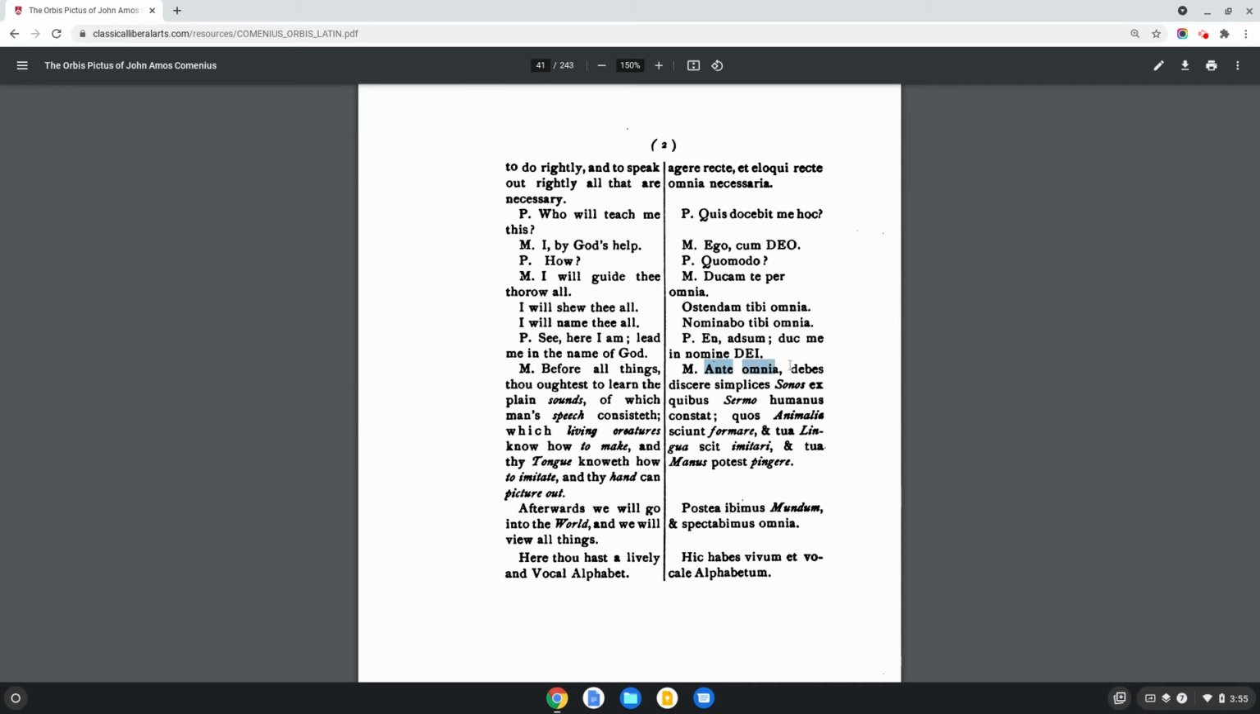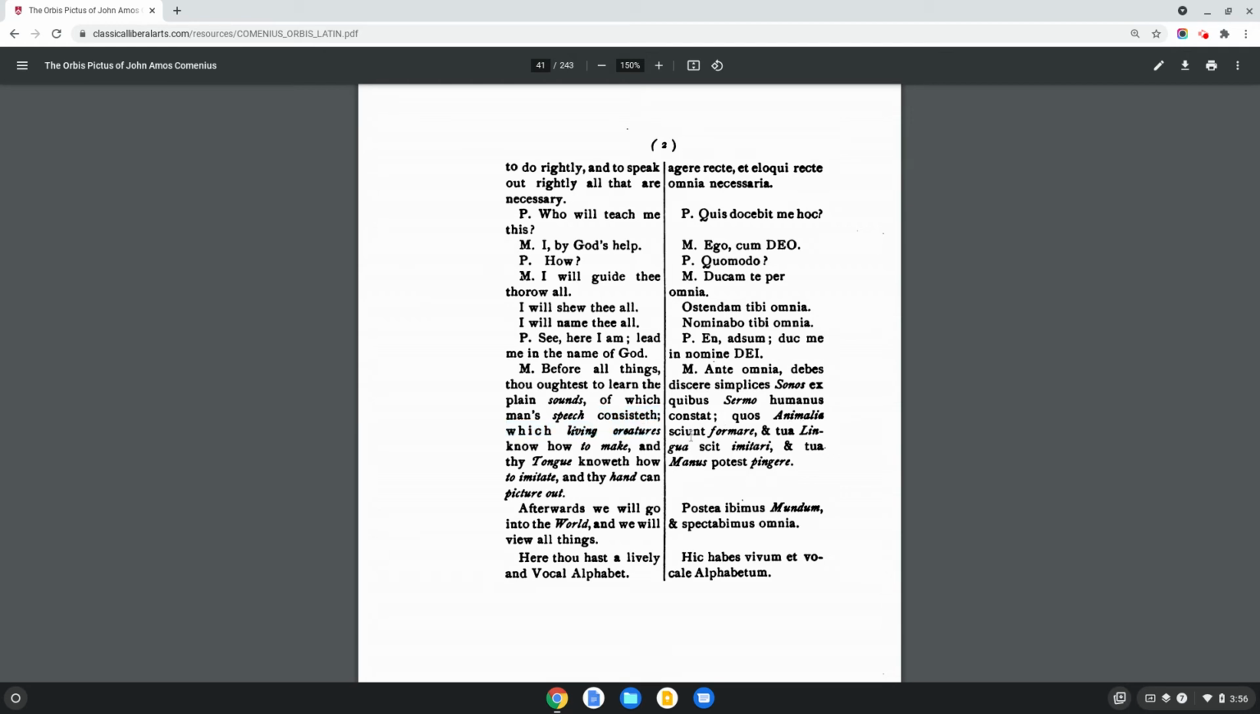Before all things, before we get started, in other words, debes, you ought, discere, to learn, simplices sonos, the simple sounds, ex quibus, out of which, sermo humanus, human speech. Sermo, we see sermo here is in italics, and over here we see the English speech is in italics. Sermo humanus is translated as man's speech. It could also be translated as human speech. And constat means consisteth.